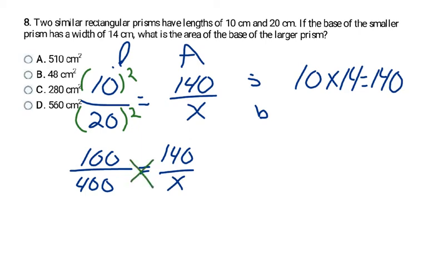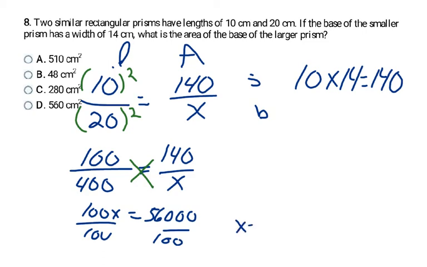I'm going to cross multiply these. I'm going to take 100 times x is 100x. And then 140 times 400 is 56,000. And then I just divide both sides by 100. And when I do that, I get x is equal to 560. And my units is centimeters squared, so my answer is D.